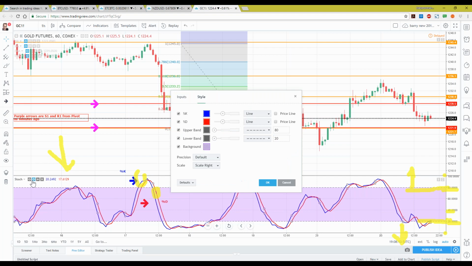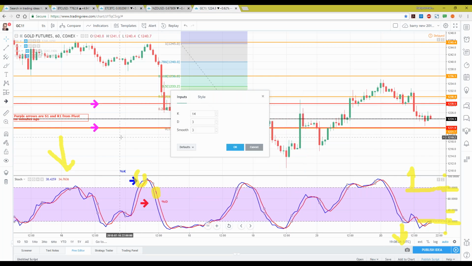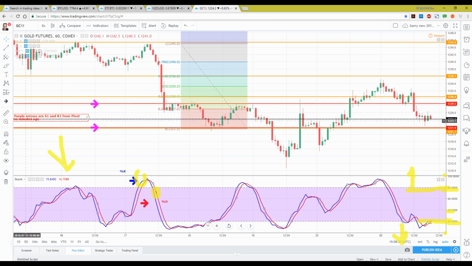But as you can see, I'm going to click up here on my indicator, and you see we have the %K, the %D, and I just put those in the red and the blue. So we have %K in the blue and %D in the red. And the inputs are: %K is based on a 14-day period, %D is based on a 3, smoothed out over a 3 period. Okay, and I'm going to show you what all that means in a second.